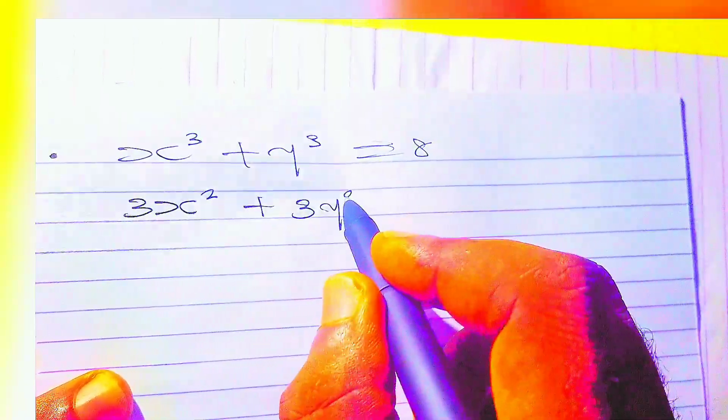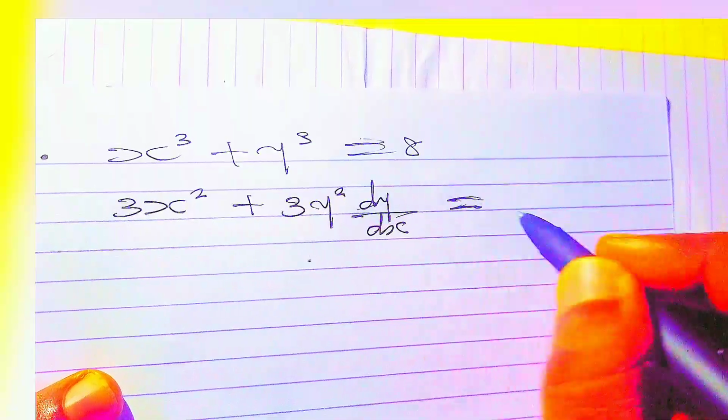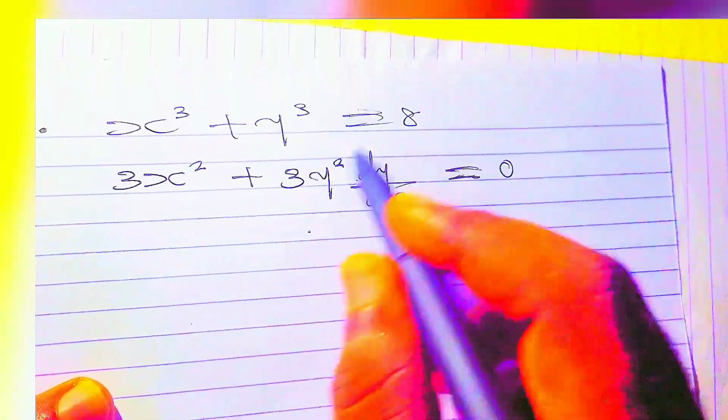So finding dy/dx, we simply differentiate x squared. That's going to give us 3x squared. Differentiating y cubed gives us 3y squared, but this one needs to carry dy/dx, because it is y we're differentiating. And then differentiating the constant is going to be 0. And then we try to make dy/dx the subject of the formula.